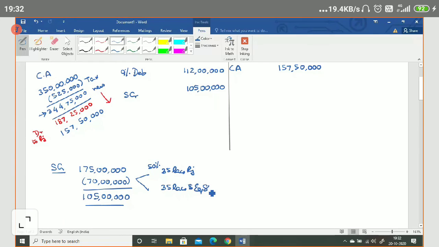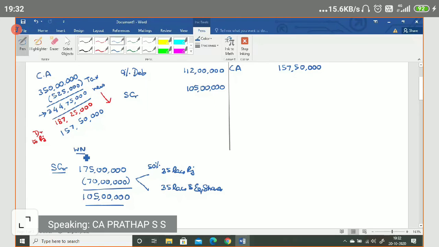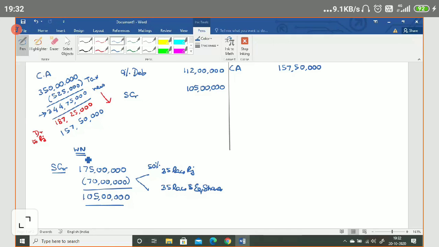All of you are understanding what's happening here? Sundry creditors working notes. Once more. See the balance sheet. How much is it in the balance sheet of the company? Sundry creditors, it is 175 lakhs. But we are talking only of one creditor of 70 lakhs. So take him out of the equation. So balance creditors in the balance sheet are 105.